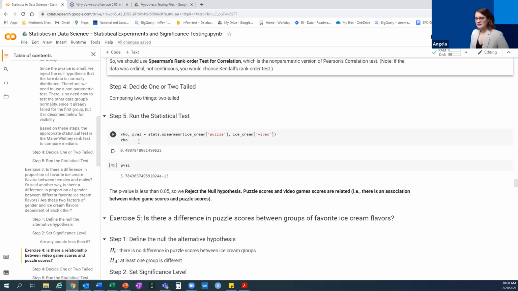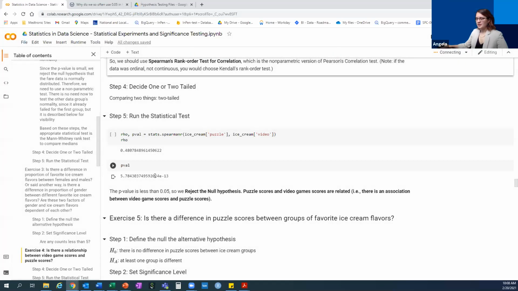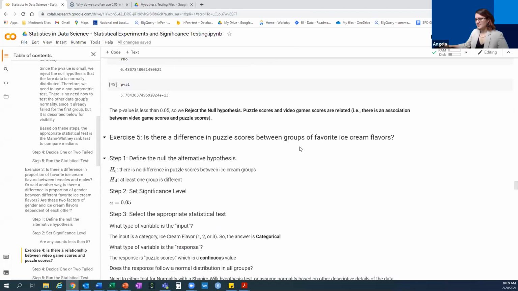What the statistical test does, though, is it says not only how strong the correlation is, but if there's enough evidence in your sample to say that that correlation truly exists as a broader truth, as a population. So what this is telling us is this correlation coefficient of 0.48 has a very low p-value and is significant. So we can say from a broader truth, from a population perspective, that puzzle scores and video game scores are related. There is an association according to this sample. So that's dealing with 2 continuous variables.